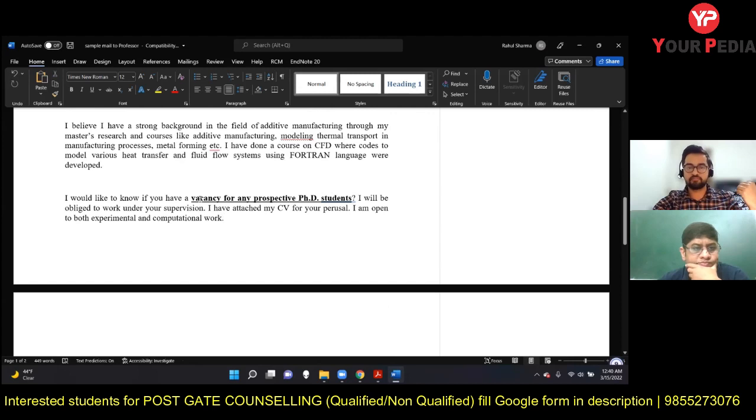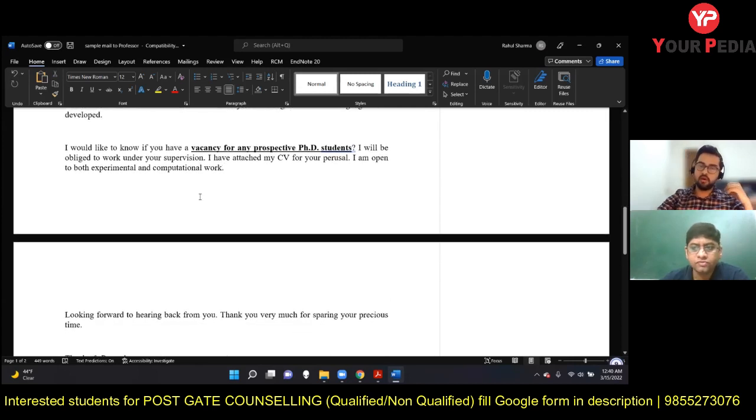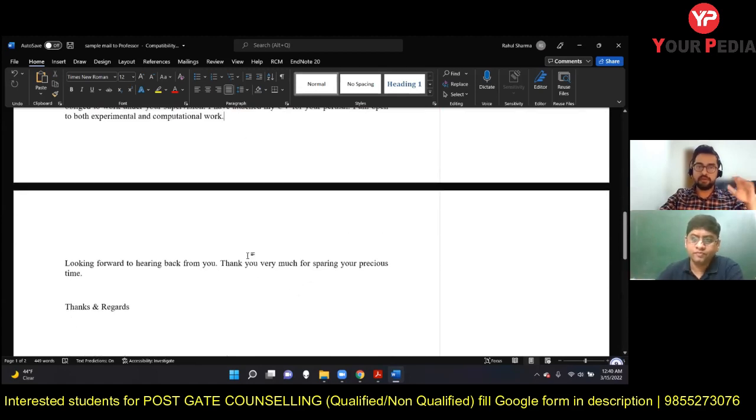He'll get the idea. Okay, and what you have to attach with the email, you have to attach your CV only, nothing else. No SOP, no research proposal, only your CV. If the professor is going to ask you to send a research proposal, send your transcript, that is the second step, but don't do it initially. So this is the brief email.